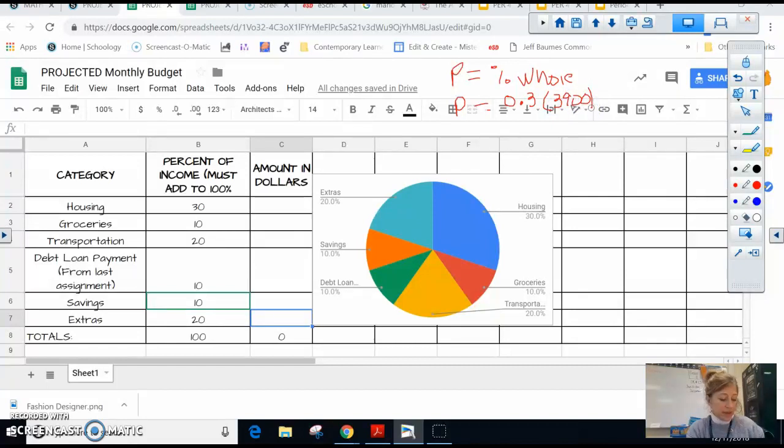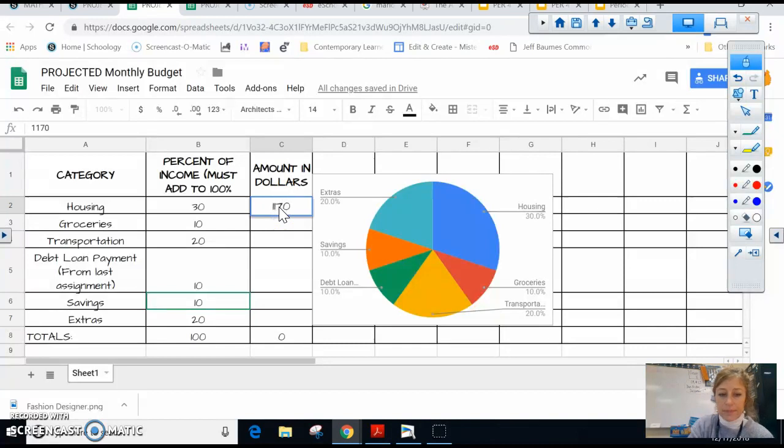Okay, so if I take my calculator and I do 0.3 times 3,900, I get $1,170. Check it on the calculator, make sure I did it right. $1,170. Now watch what happens to my totals. When I get done here, my total should be exactly 3,900. Okay, so 10% is always easy to figure out. If I do 10% of my total, all that I do is move the decimal over. So each month I plan to spend $390 on groceries.